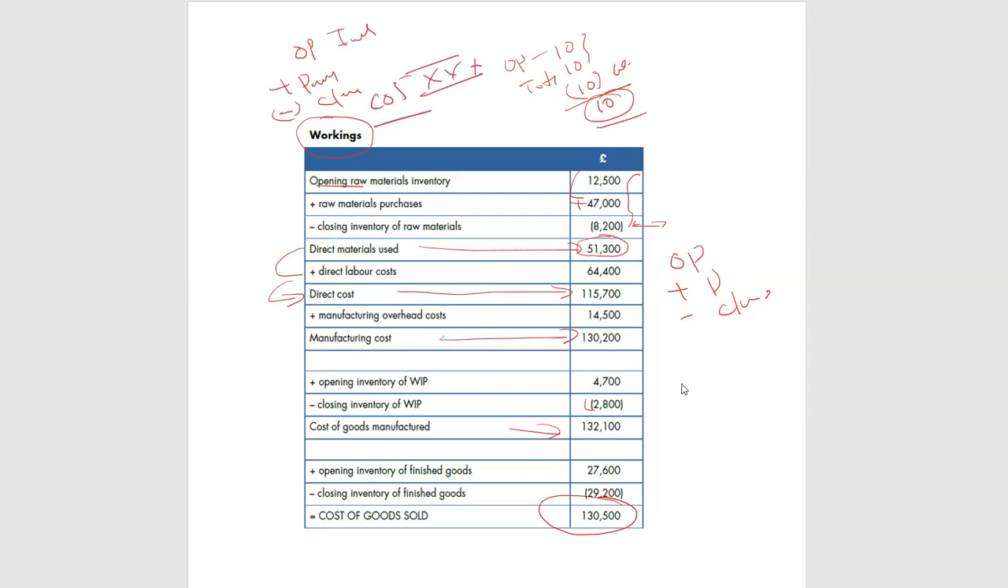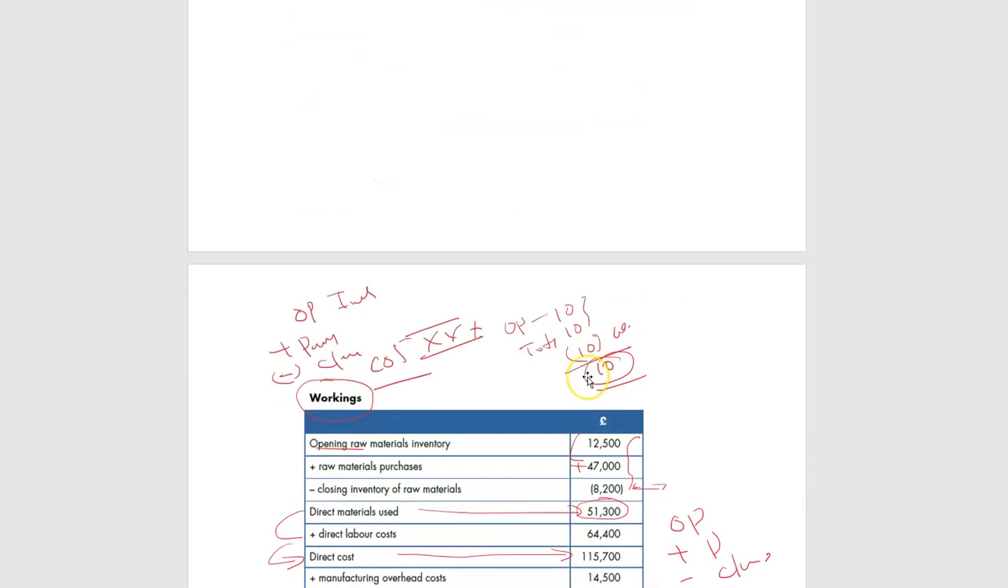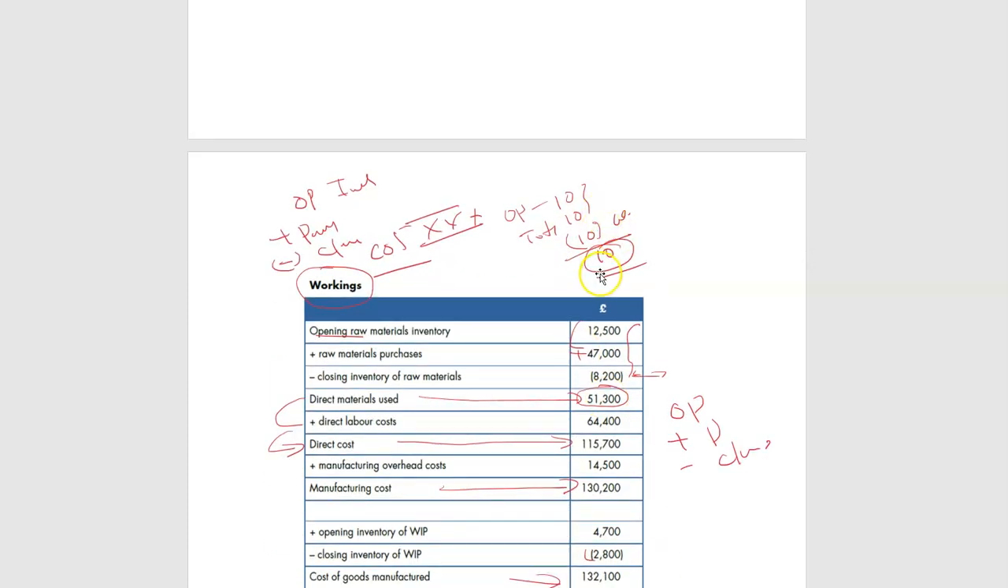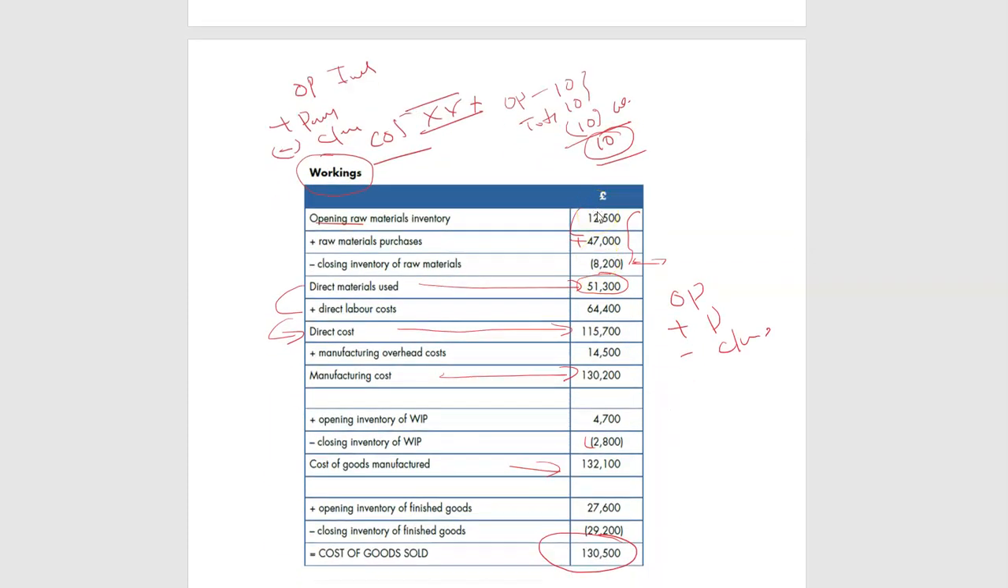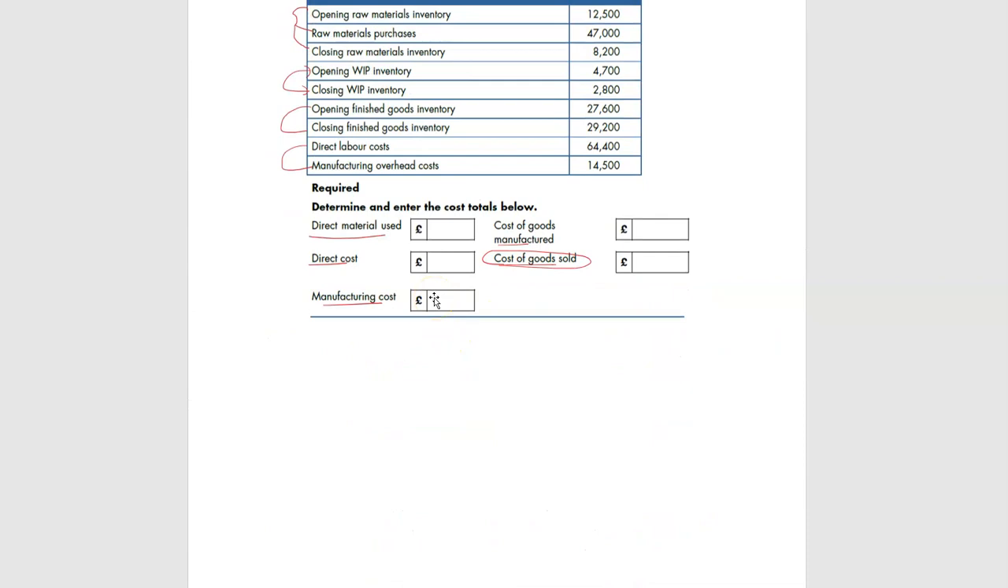So let's have a look here. We already calculated this balance, so these are the workings you have to remember, and all you need to do is write the figures. We have 51,300, that is our direct material, then 115,700, that's my direct cost, then 130,200, that's my manufacturing cost, and cost of goods manufactured we have 132,100, and finally cost of goods sold 130,500. All you need to do is remember this template. If we can remember this template, the cost of sales or cost of goods sold will not be very difficult for us.